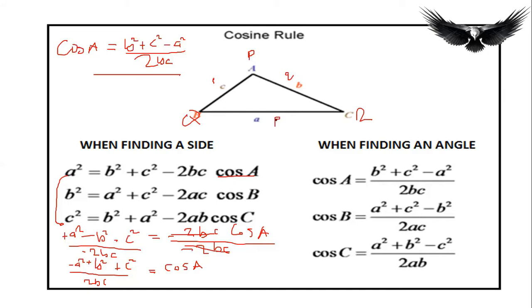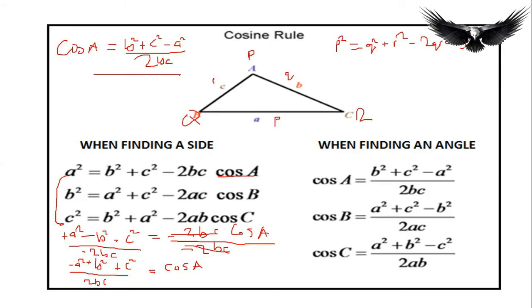So if we are making formulas, let's use P for example. It is just going to be p squared. Okay, p squared is equal to q squared plus r squared, then minus 2qr cos. We started with this one, so it will be cos P here.